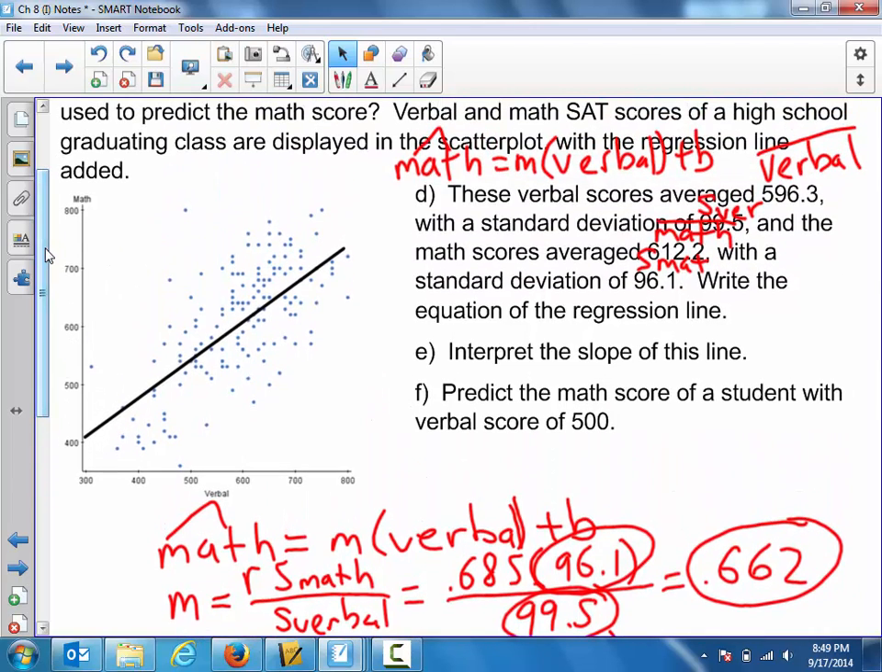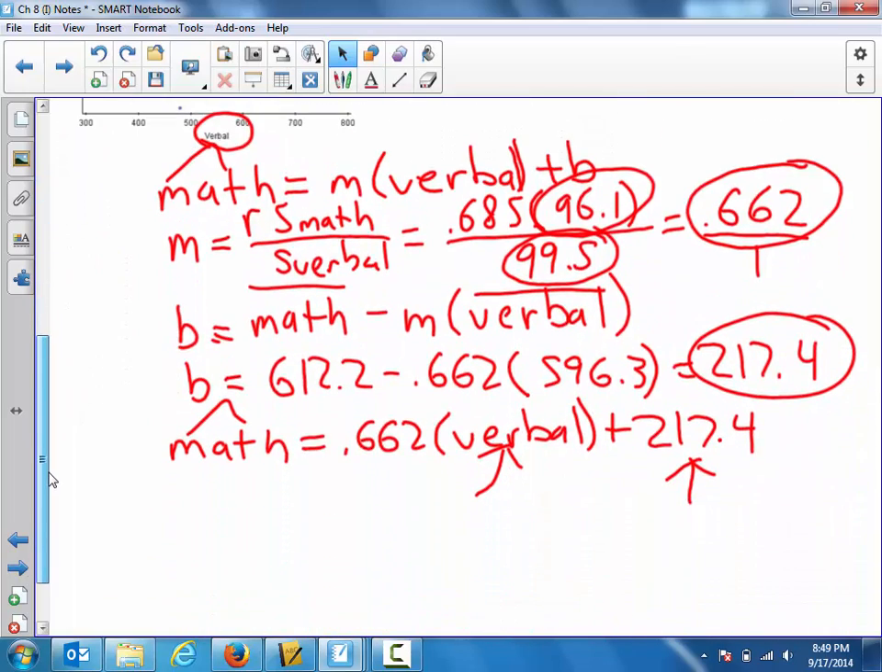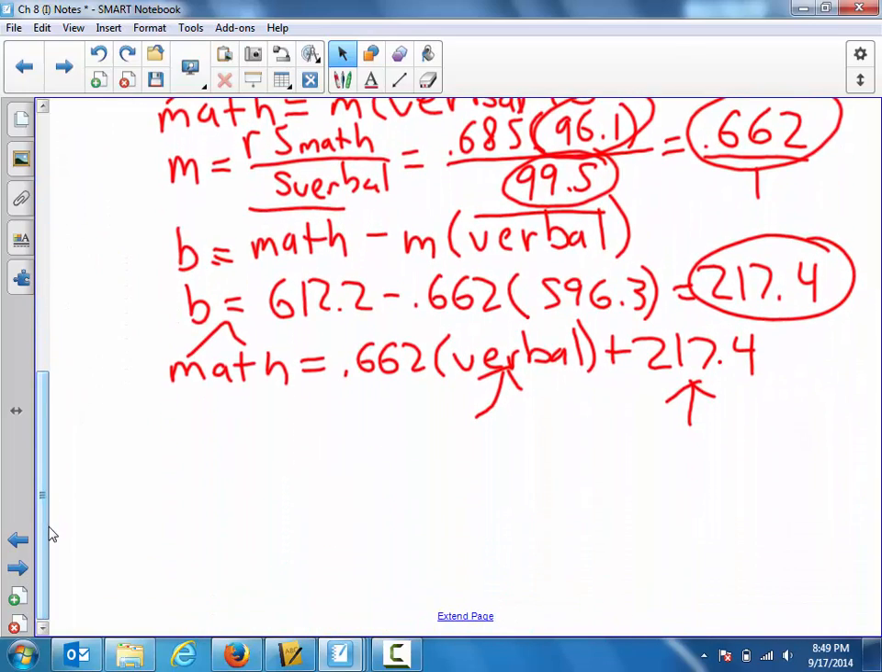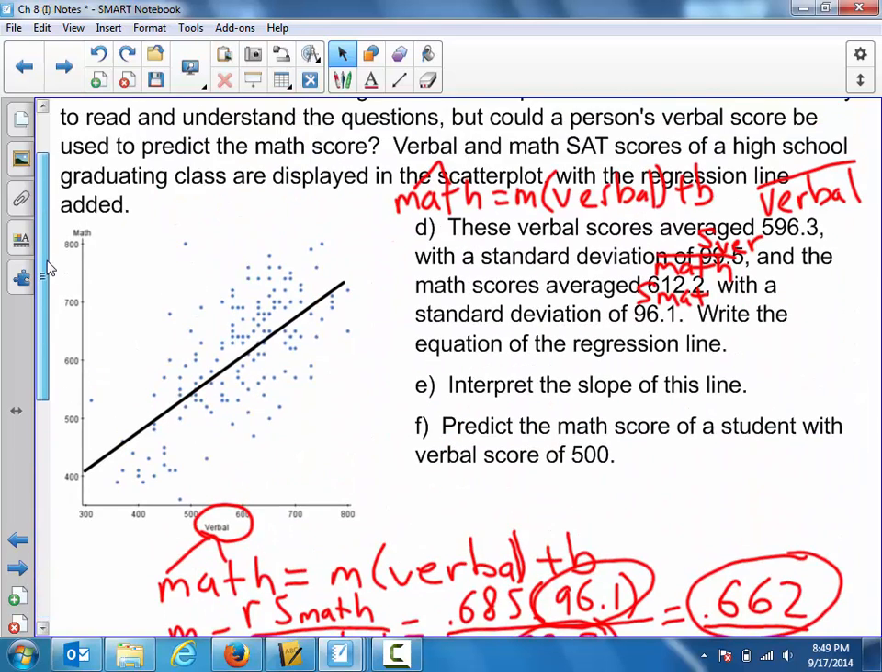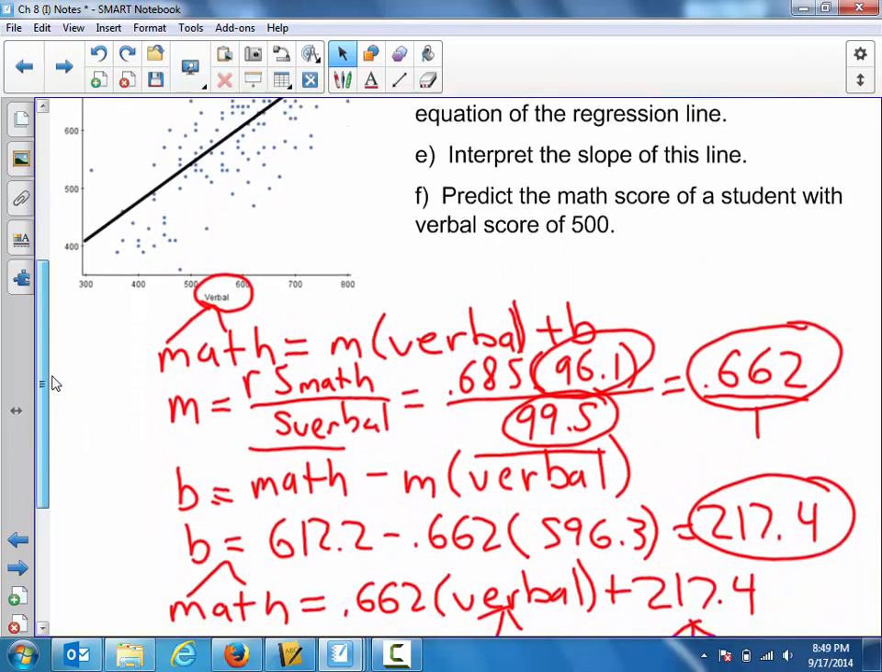All right, so there is D. Interpret the slope of this line. The 0.662, which I've already circled, would mean that, if this helps you, put that number over 1. For every 1 increase in verbal, remember slope is change in y over change in x, so change in math over change in verbal. For every 1 increase in your verbal score, you would expect to go up 0.662 points according to the model in your math score. The model would predict a 0.662 increase in your math score for every 1 point increase in your verbal score.